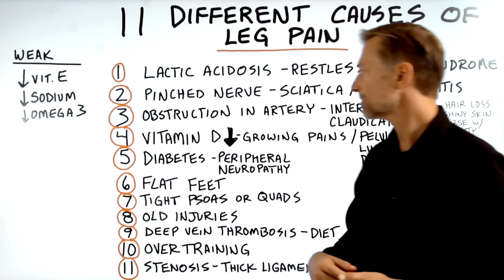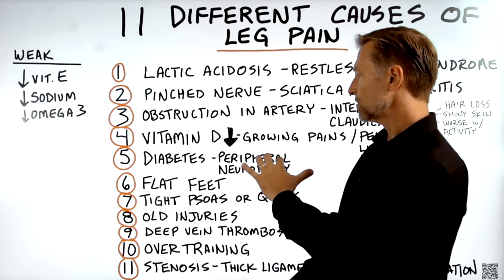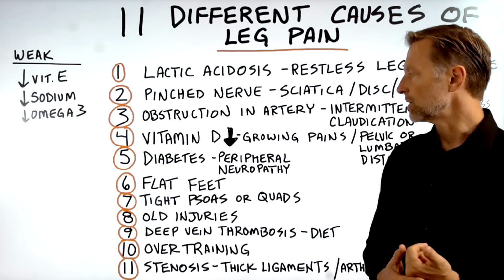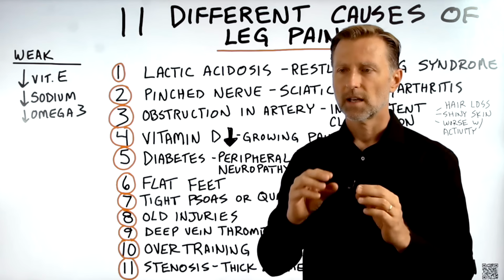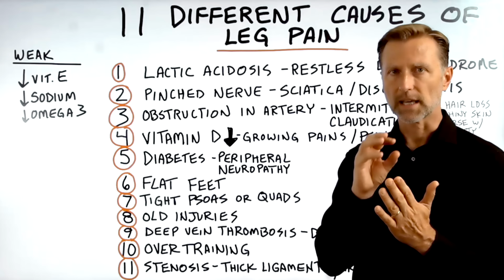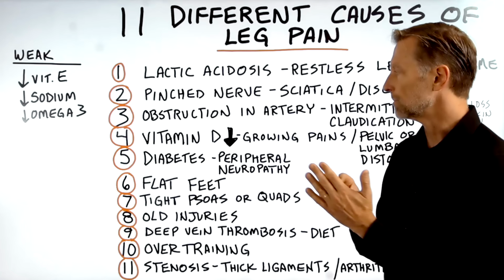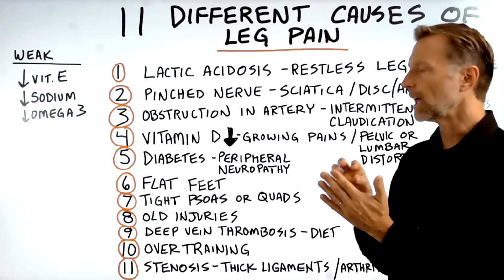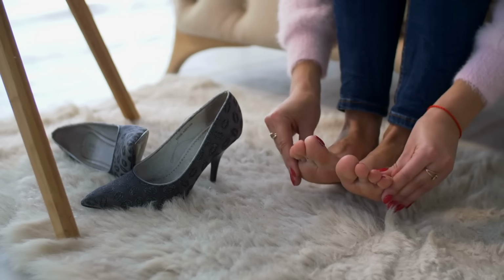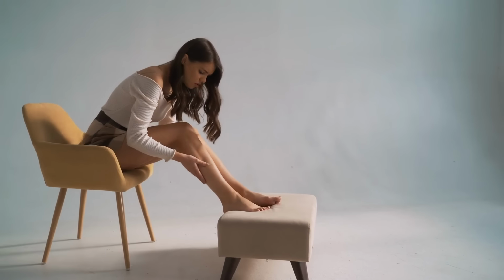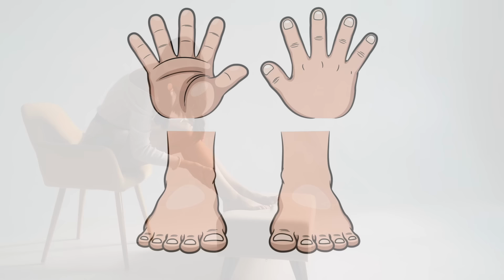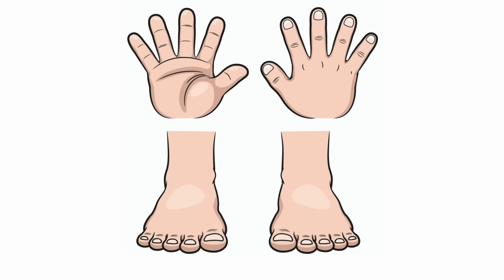Number five, diabetes. Now, why would you have leg pain with diabetes? There's a condition called peripheral neuropathy. This is nerve damage caused by the vascular component: the capillaries get damaged and they can't feed the nerves in your feet. It can be foot pain or leg pain, and then it spreads into the hands and arms. It's called peripheral because those are the peripheral parts of your body.